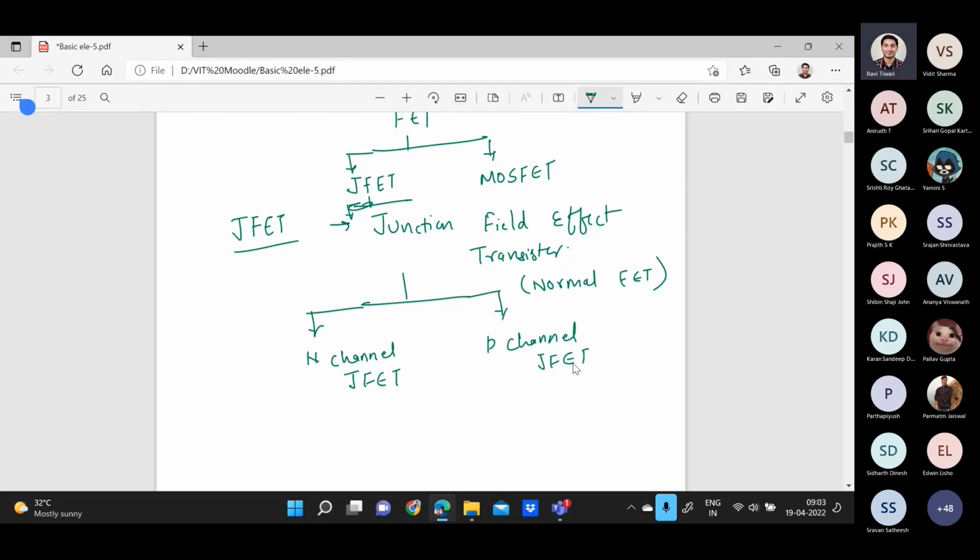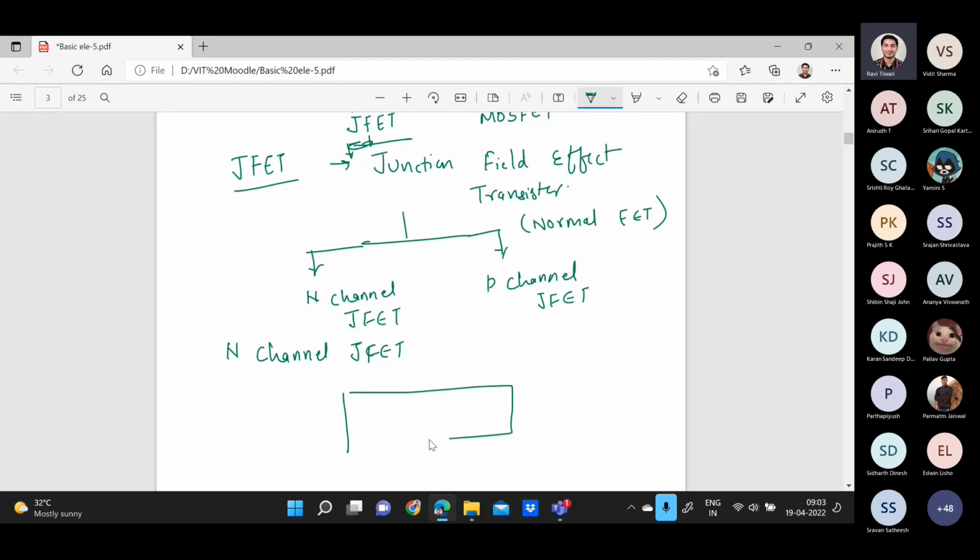So what is the difference between them? That I will tell you. So if I talk about the N channel JFET, for this I will take a P type material here, a P type substrate. It's called a substrate. And in that, I will create the channel.